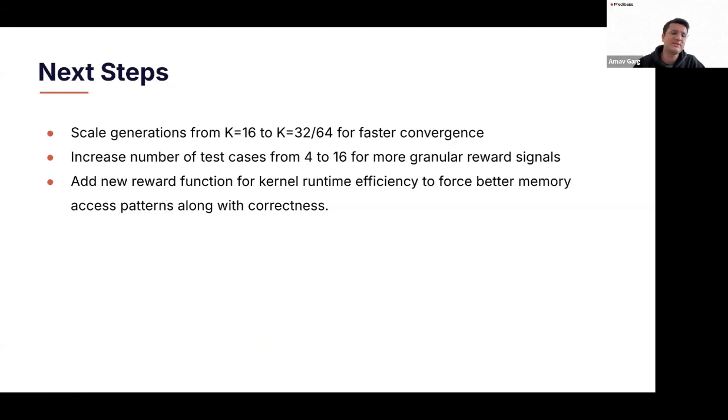And other things we can try next: scale up generations for faster convergence, and increase the number of test cases to get even more granular rewards. And one thing we didn't optimize for is efficiency of the kernel, but you can imagine we can add a reward function for runtime, where you run the torch code, you run the kernel, and you take a distribution of the time it took to execute. And then the bigger the difference between the torch and the kernel, the higher the reward, right?